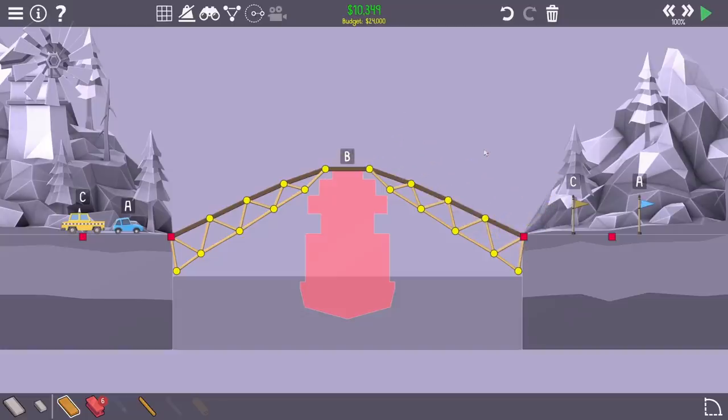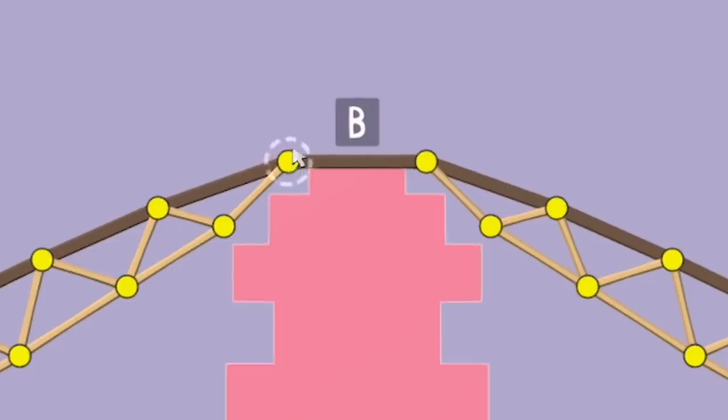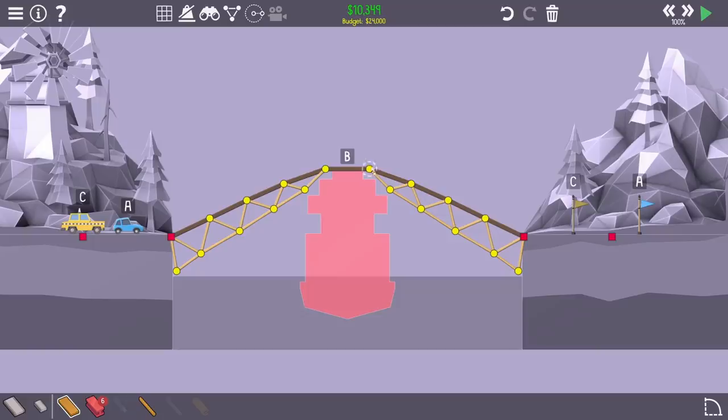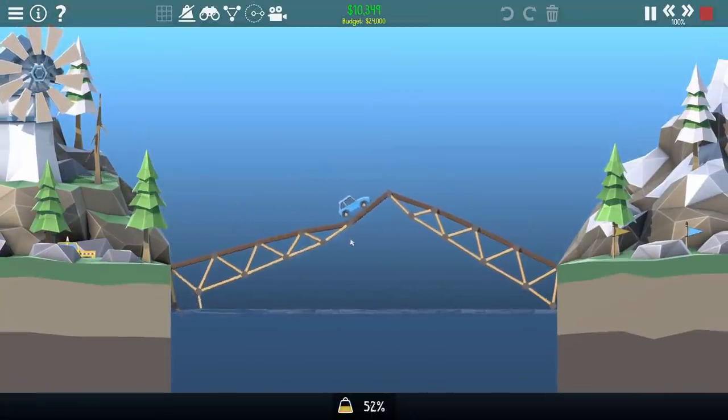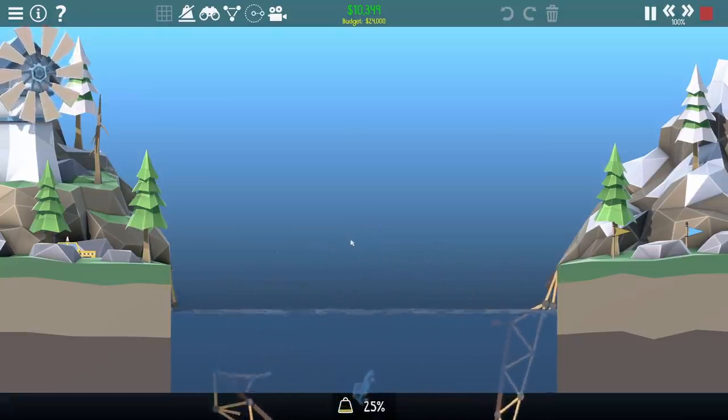I'm not convinced, actually. I feel like this might get crushed. So we might have to put like a triangle truss over the top. That is holding. Will it take the weight of the car? Oh, no. Can you see it just started to twist there?